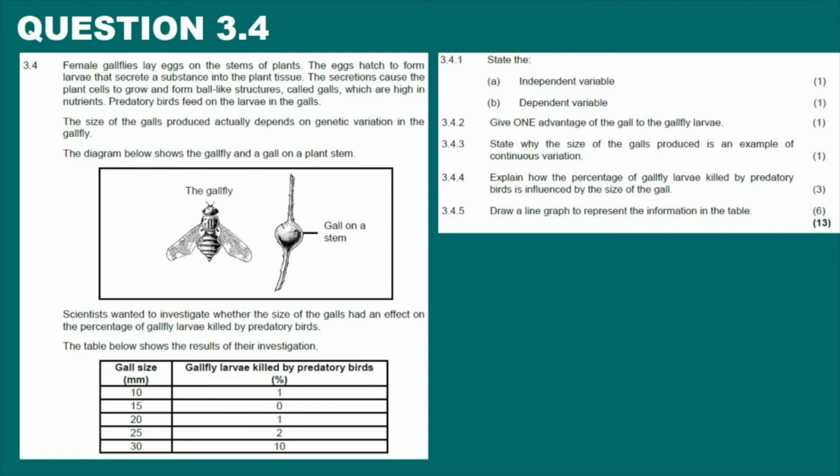So the diagram below shows the gall fly and a gall on the plant stem. So that is what we have. Let's just focus on that information. So firstly, we have the gall fly, the female that lays the eggs in the stem of a plant. Then when the larva hatches, they have a secretion that causes the plant cells to grow to form the galls, which is that ball-like structure. And then predators will feed on the larva because they are very nutritious.